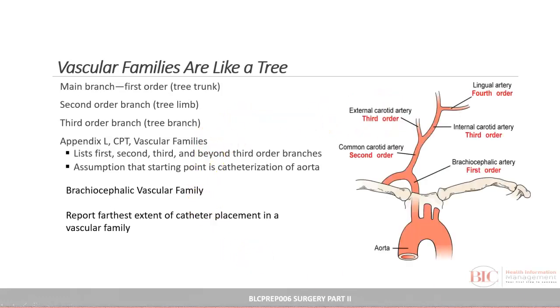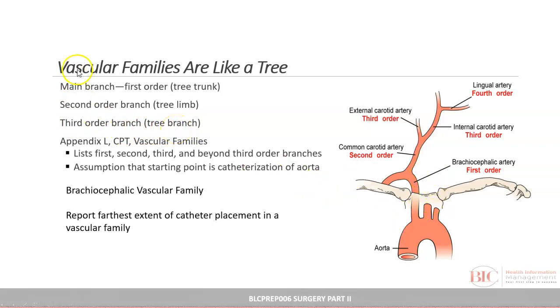All right, so I won't draw it. We already have one. But as you can see, vascular families are like a tree. So the main branch is your first order, which is your tree trunk. So we're going to look at it right here. Here's your trunk. And then the second order may be a tree limb, which kind of branches off. And then your third order may be a tree branch.